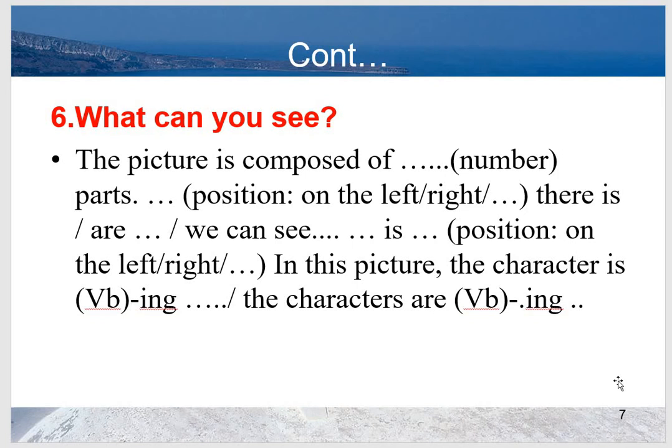Position on the left, right, there is or there are, we can see, whatever you can see, describe it. In this picture, the characters, sometimes human characters, sometimes animals, are performing some activity. So describe what they are doing over there.